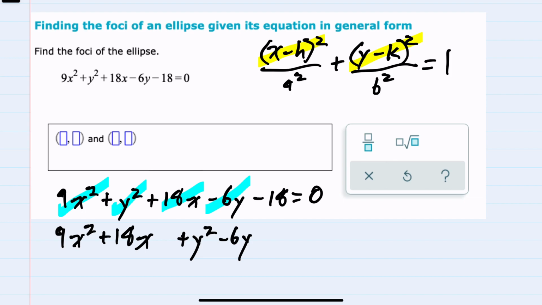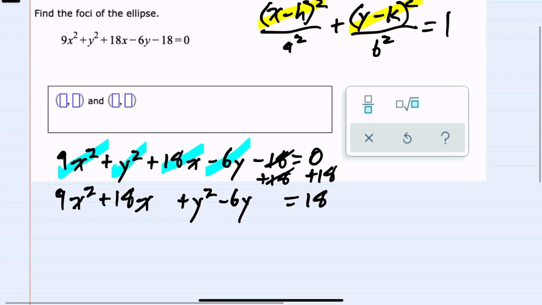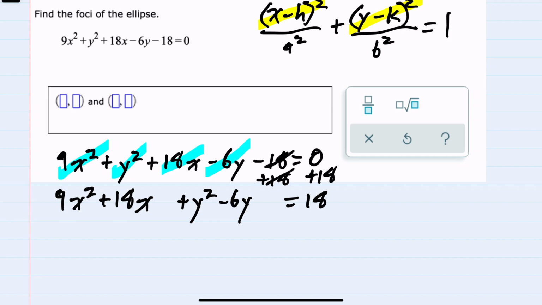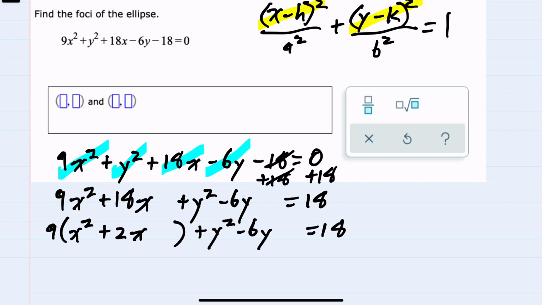In standard form, the constants are going to be on the right-hand side. So I'll go ahead and add that 18 over to the right. And from here, I'm almost ready to complete the square. For the x term, though, I need the leading coefficient to be 1. So I'll first factor out a 9 from both of these x terms. And now I'm ready to complete the square.